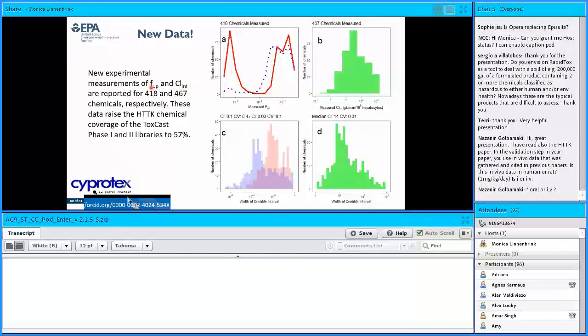So we have new data. It's actually 418 chemicals where you have fraction unbound, 467 where you have intrinsic clearance. So again, you still see that trend where even with this new protocol going down to 10% fraction unbound, we still had a bunch of chemicals that we couldn't ever find in the dish, even at 10%. So if I had to do it all again, we might do 1, 10, and 100% physiologic. I don't know. But we have a bunch of chemicals, and so these are histograms of the 418 chemicals.